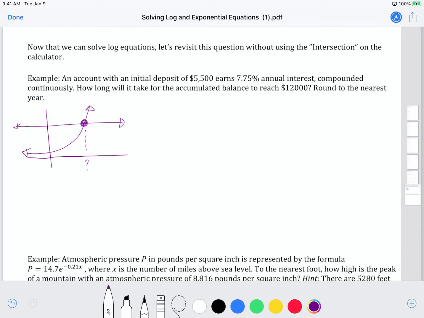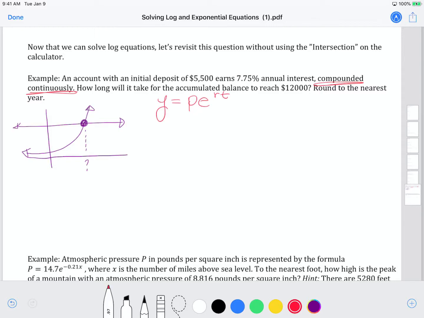So in this example, we're going to talk about an account with an initial deposit of $5,500, and it earns an interest rate of 7.75%, and it's compounded continuously. So notice it says compounded continuously, so I know that I need to use this formula rather than the formula that has the n in it, where it's compounded n times a year.